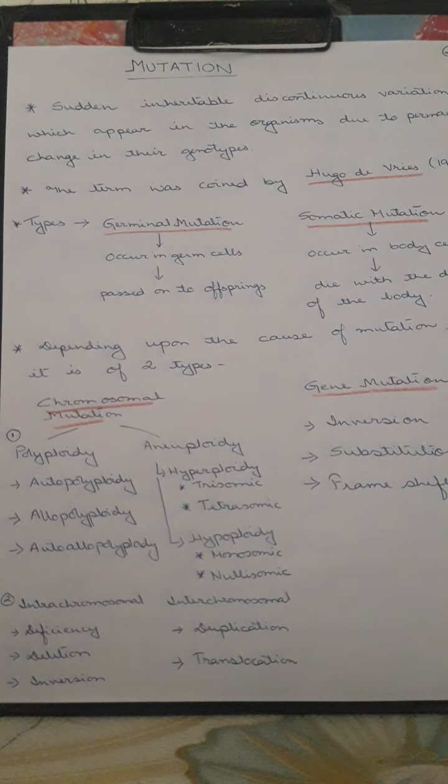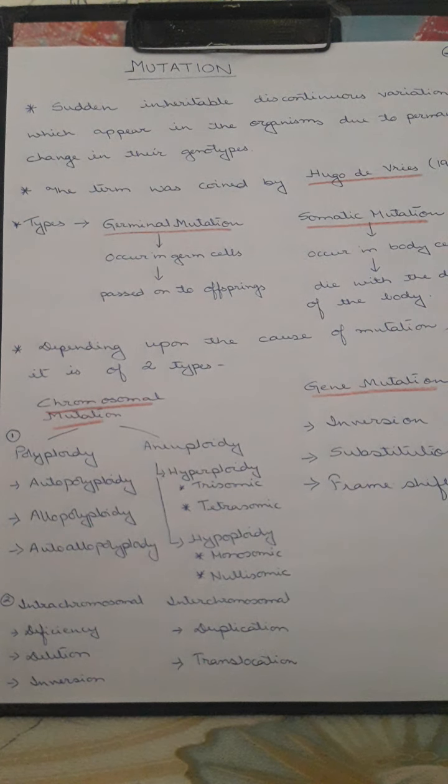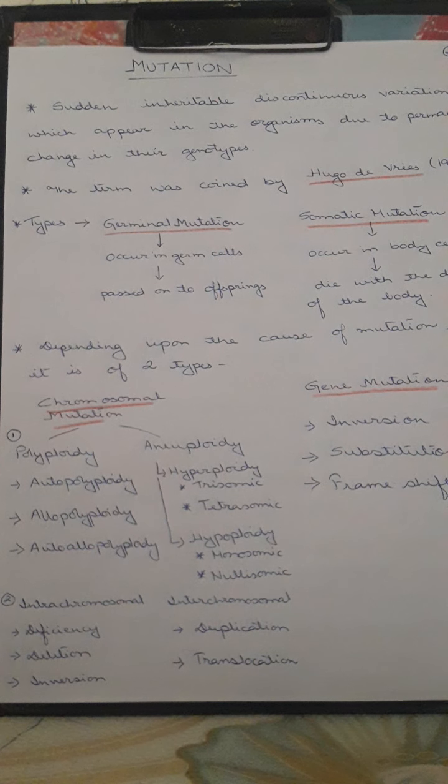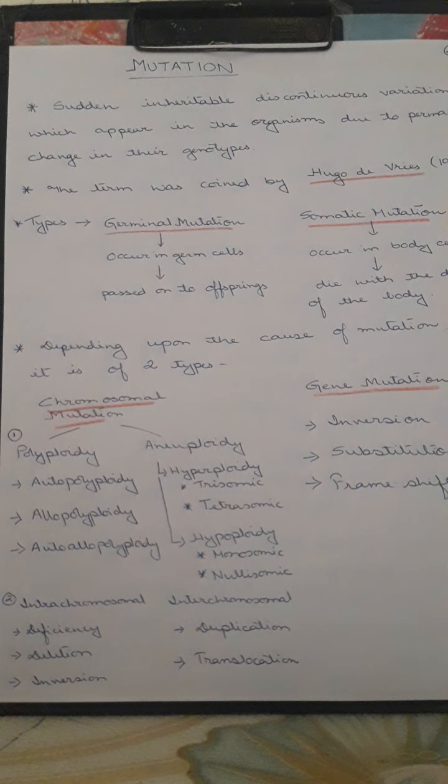So, what is actually mutation? Mutation is a sudden hereditary change due to which there will be variations occurring in the organism. In very simple terms, we can say the change in hereditary unit, that is sudden change, is called mutation. The term mutation was first coined by Hugo de Vries.